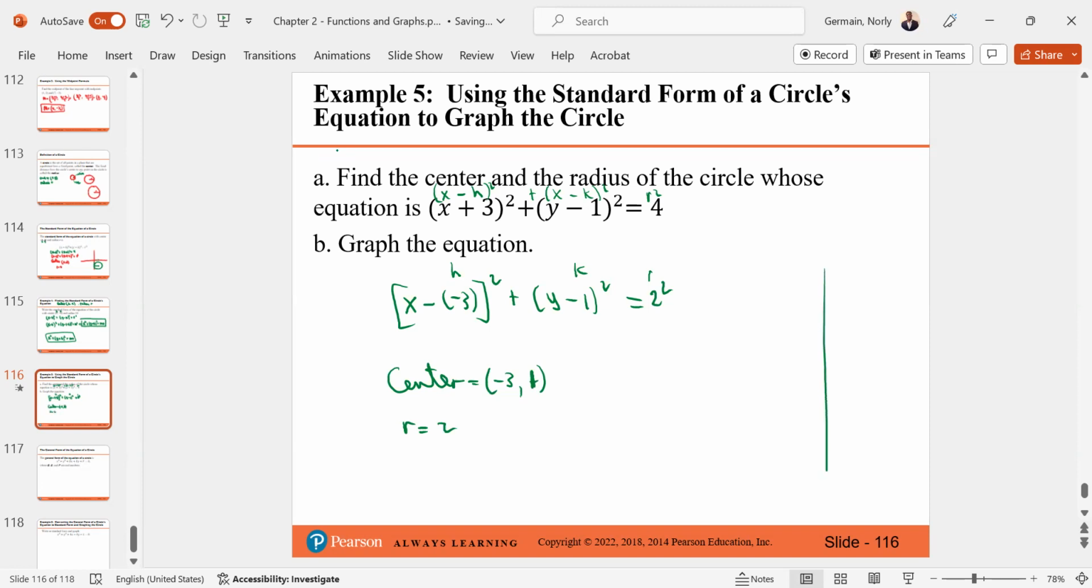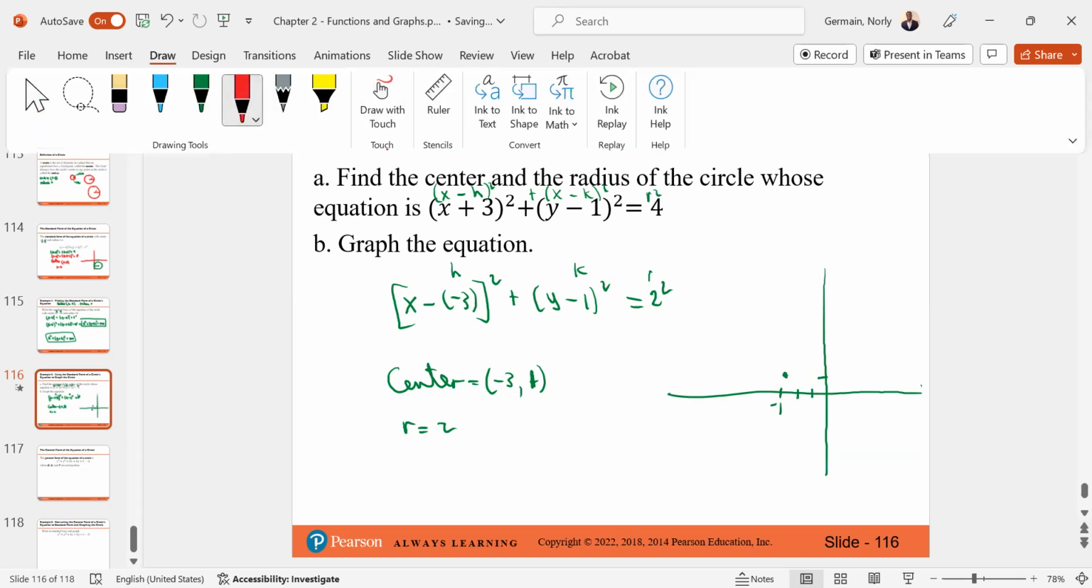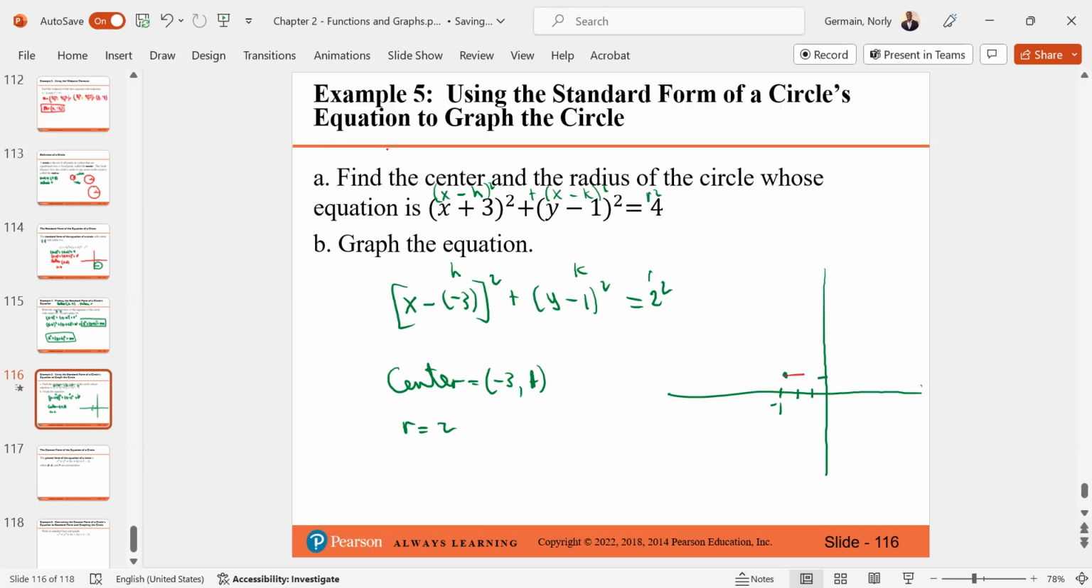Okay, so what we need to do is graph it. Negative 1, negative 2, negative 3, 1. This is the center. And if the radius is 2, all we need to do with a compass, after we take the measurements, we know the 2 would be here.